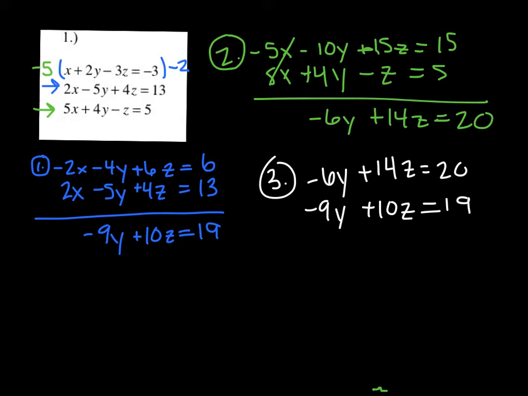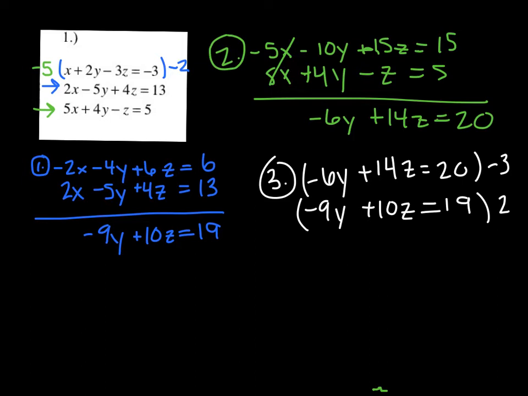So there's no real easy way here to get 14 to 10, 10 to 14, or 6 to 9, and 9 to 6. So we just have to figure out a common multiple of those two numbers. So I'm going to get them both to 18. 18 is a common multiple for 9 and 6. So I'm going to multiply the first one by negative 3 to make that positive 18. And just multiply the second equation by 2. And that will stay negative, but it will now become 18.